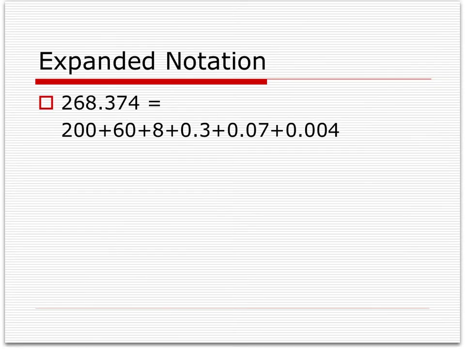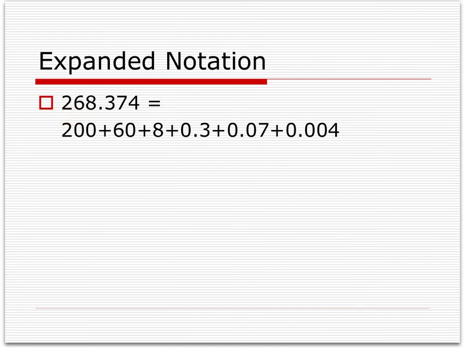The final concept I'm going to review with you is called expanded notation. And expanded notation is just taking a number like 268.374 and just breaking it apart into all its different parts. So in order to do this, you need to know place value. Looking at the decimal point, the number to the right of that is in the tenths place. This next number is in the hundredths, and the third number is in the thousandths. You need to know that any number left of the decimal point is in the ones, tens, and hundreds.